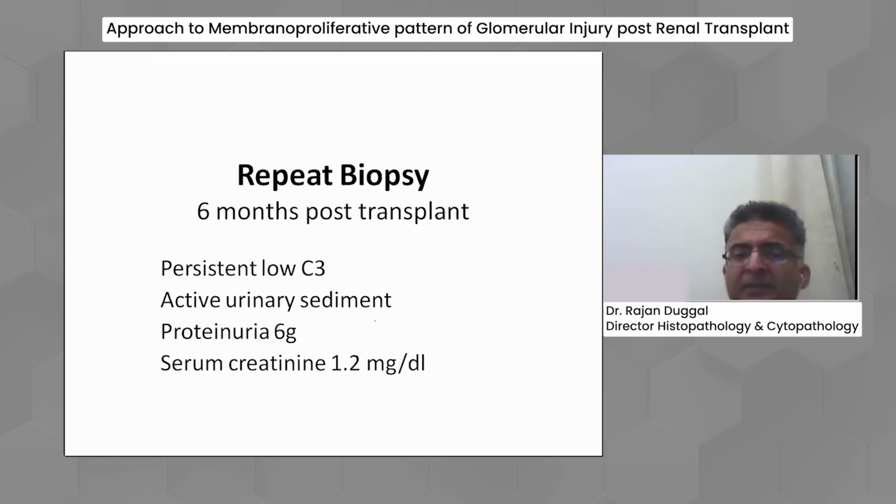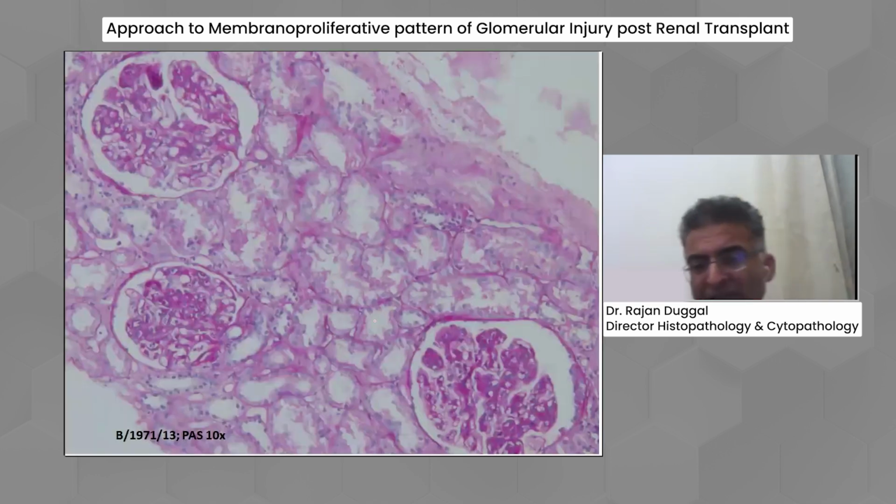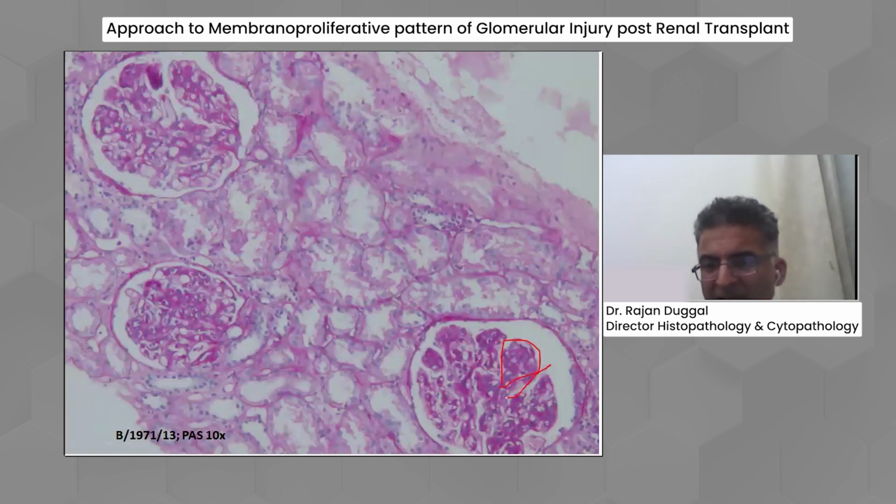Now, a repeat biopsy was done 6 months post-transplant because this patient had persistently low C3. The urinary sediment was still active, and the proteinuria progressed from 3 gram to 6 gram. But the serum creatinine was absolutely the same as 3 months back. So serum creatinine 3 months post-transplant was 1.2, and 6 months post-transplant also it is 1.2. Now the repeat biopsy, if you look at the repeat biopsy, what I've shown you, an MPGN pattern. Look at this. There is a space between the glomerular tuft. So there is some lobulation of the glomerular tuft, which was not seen in the first biopsy.